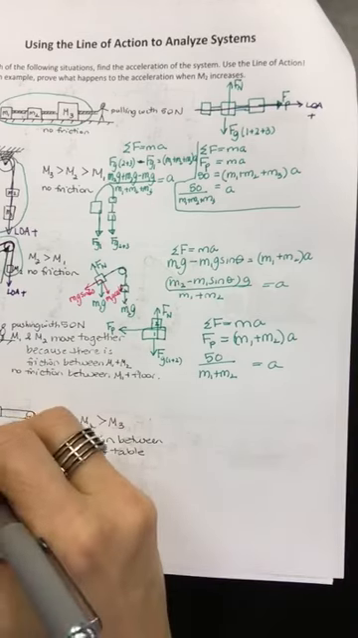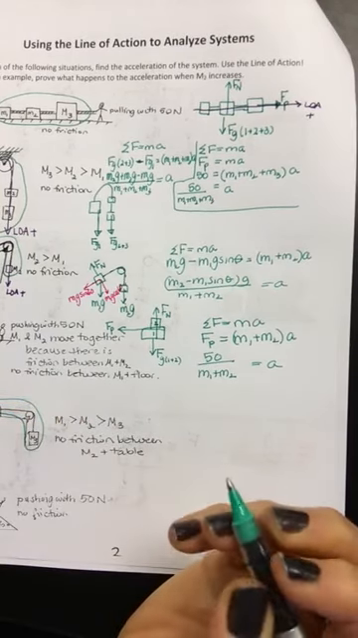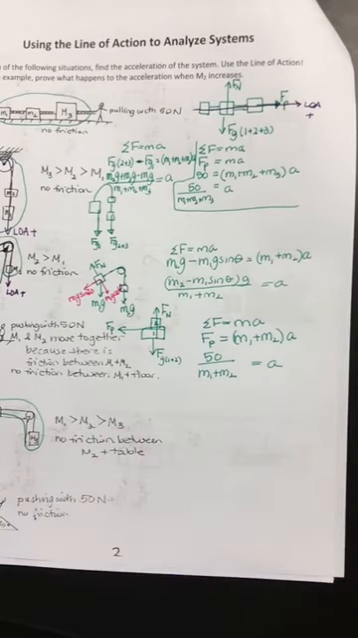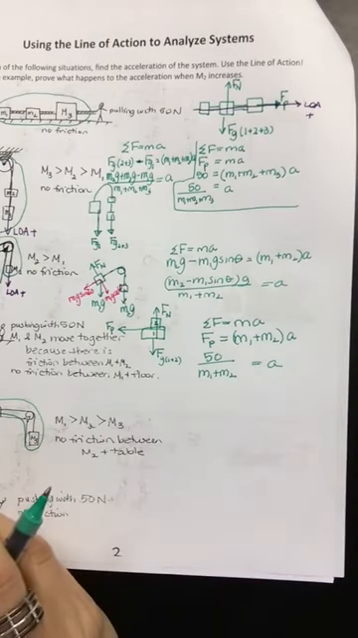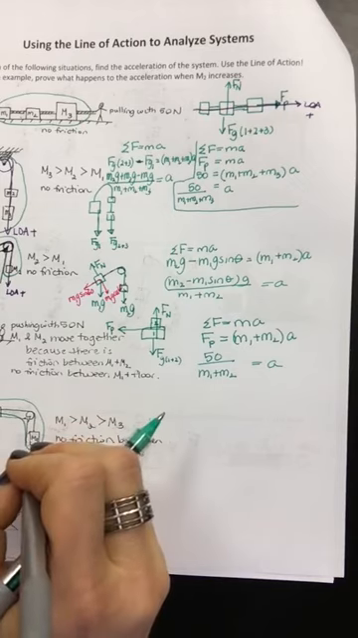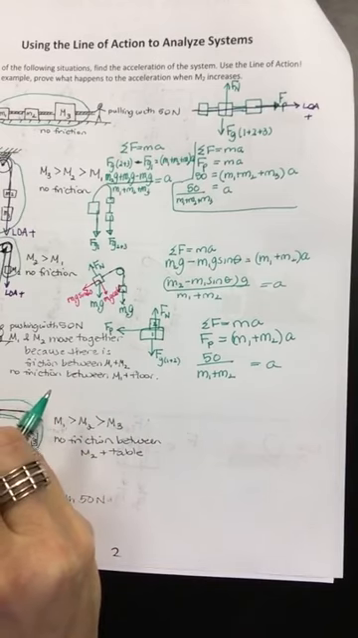5. So here's the system, all 3 objects, not including the table. There's no friction between M2 and the table. They tell you that M1 is greater than M2, which is greater than M3. So the line of action looks like it will probably be like this. I'm going to make that way positive.